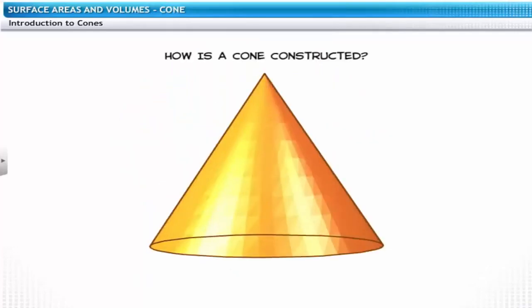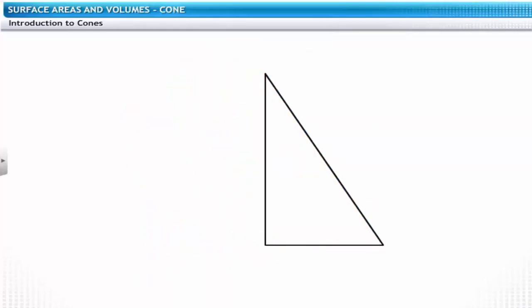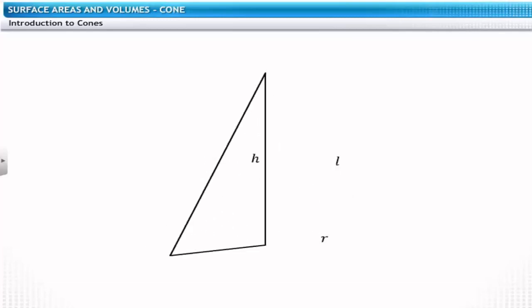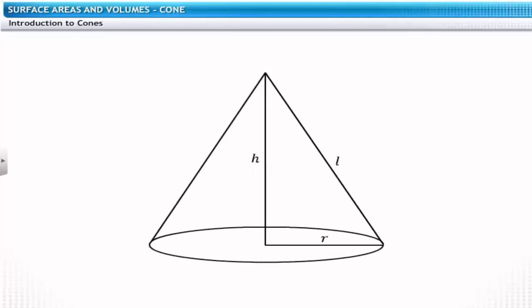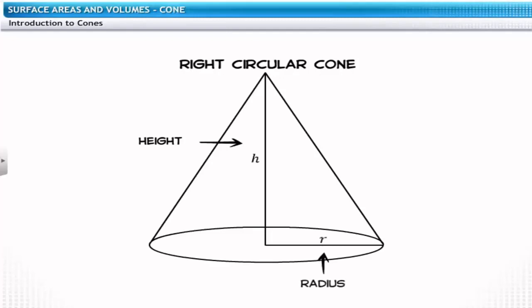Next, let's see how a cone is constructed. Let's take a right-angle triangle. If the triangle is quickly rotated along one of its sides, we can see a figure being formed. This is a right circular cone. The side along which the triangle is rotated becomes the height h of the cone. One of the two sides becomes the base radius r of the cone. A cone has a slant height L. It is actually the hypotenuse of the right triangle.